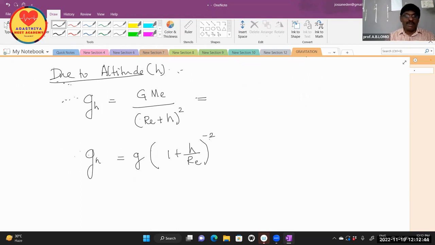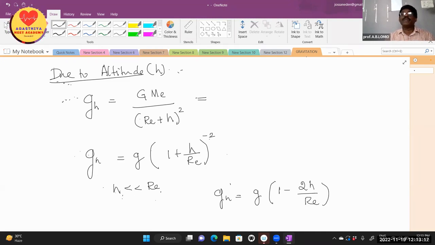Using the binomial theorem, provided the height is negligible when compared to the radius of the earth, in that condition g_h is g into (1 - 2h/R_E).